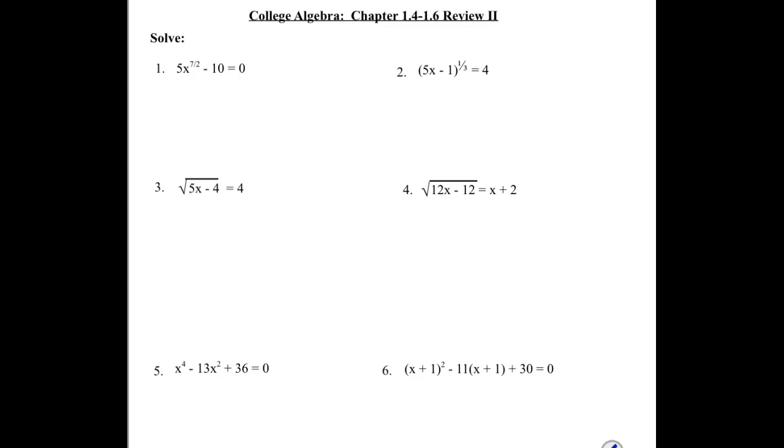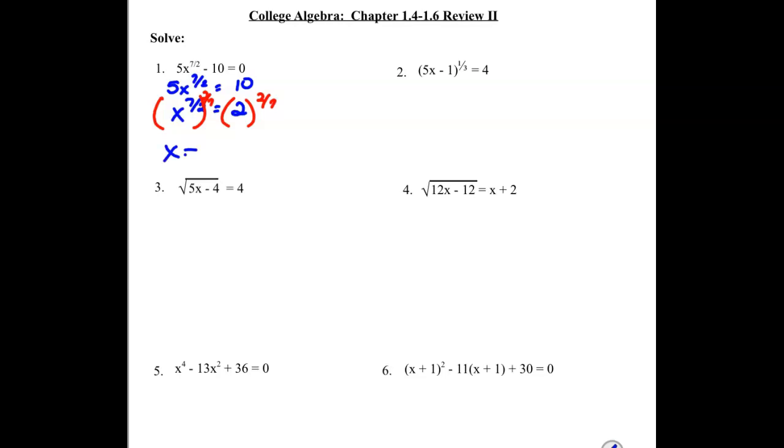Okay, so on the first one here, let's add the 10 to the other side and divide out the 5. We want to get x to the 7/2 by itself. And then to undo a 7/2, we have to raise it to the reciprocal power. So the reciprocal of 7/2 would be 2/7. So we are going to raise both sides to a 2/7 power.